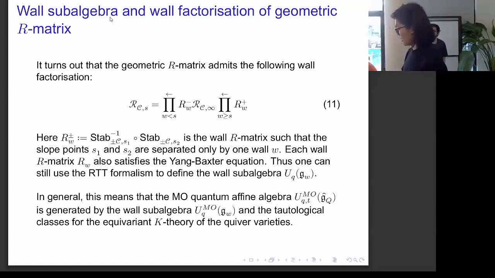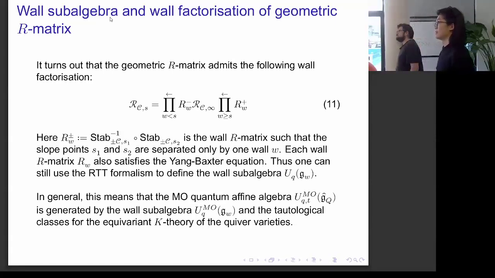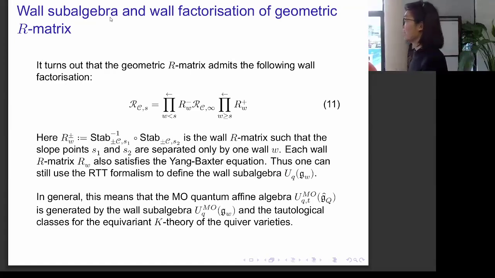For each of the wall R matrices over here, like R^W plus and minus, it is still defined as the composition of the stable envelope, but it's the composition of the stable envelope with the same chamber but with different slope points. The W stands for the wall, and S1, S2, these two slope points, stand for the two points on both sides of the wall. And you can also check that each of the wall R matrices also satisfies the Yang-Baxter equation.